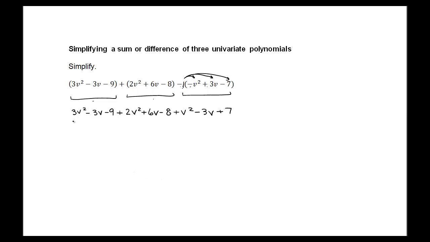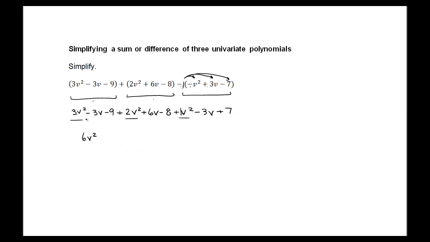Okay, so now I'm going to start looking for like terms. It's just a little bit of a longer problem, but it's still the same basic rules. I have a 3v squared here, plus a 2v squared, plus a 1v squared, right? If I don't see a coefficient, I assume it's 1, so I have 3 plus 2 plus 1, and that gives me 6v squared, right?